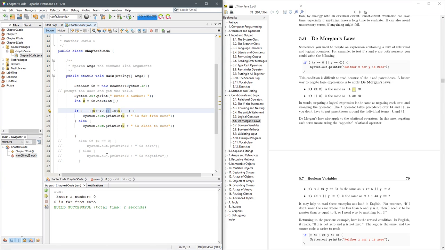What I think logically was the smartest was what we had here originally. That's what my brain first thought of. So if x is further than negative 10 from 0 or further than positive 10 from 0, then it makes sense to print out x is far from 0, else x is close to 0. So I recommend just do what's easier. Don't worry too much about De Morgan's laws.